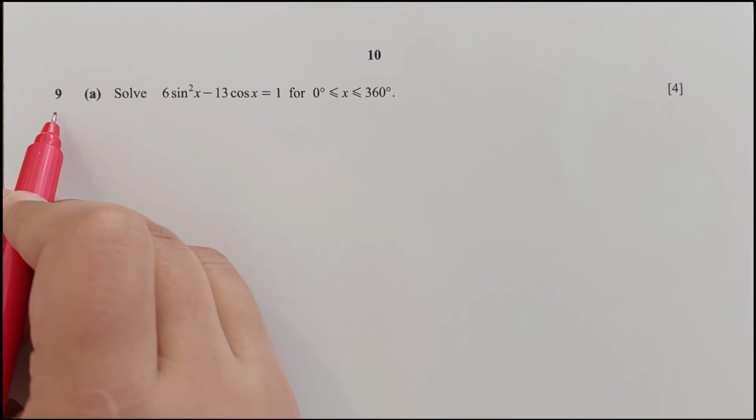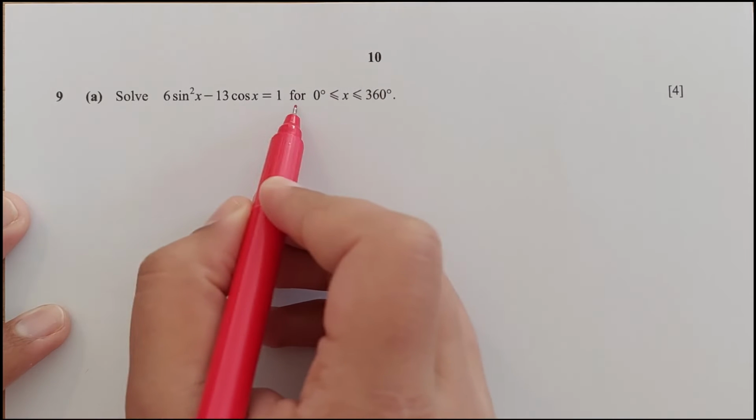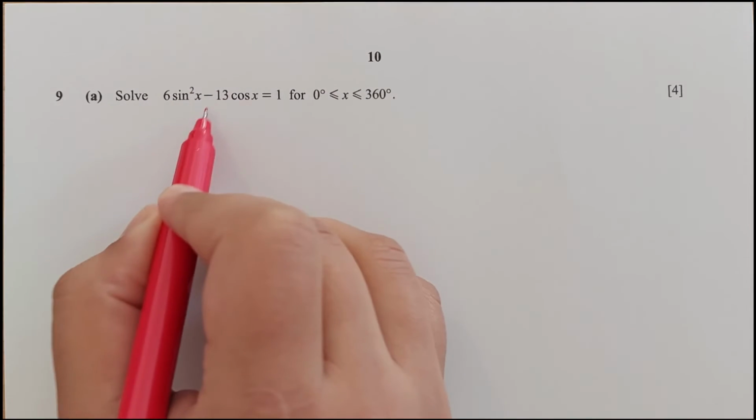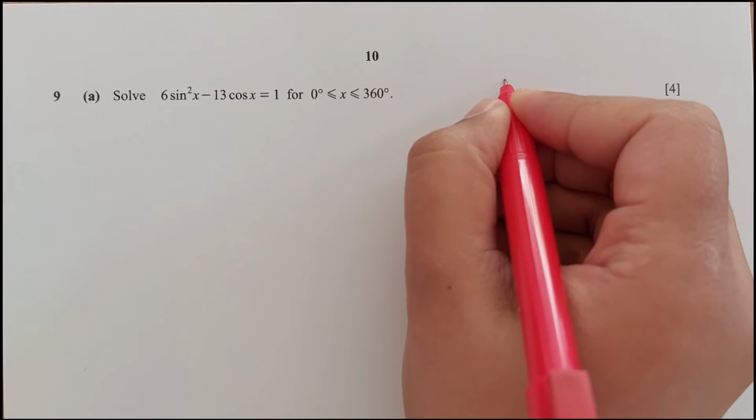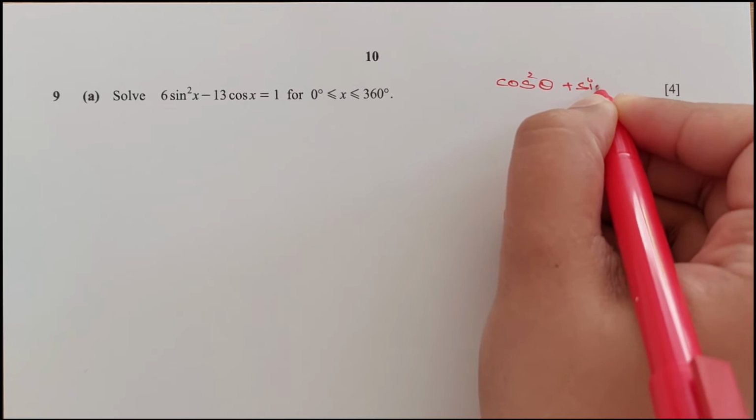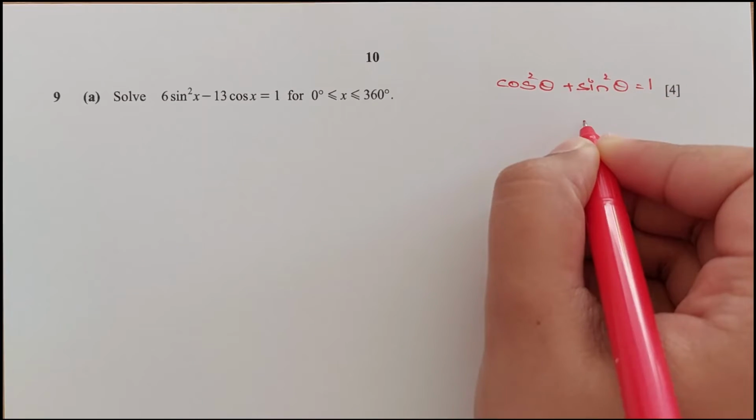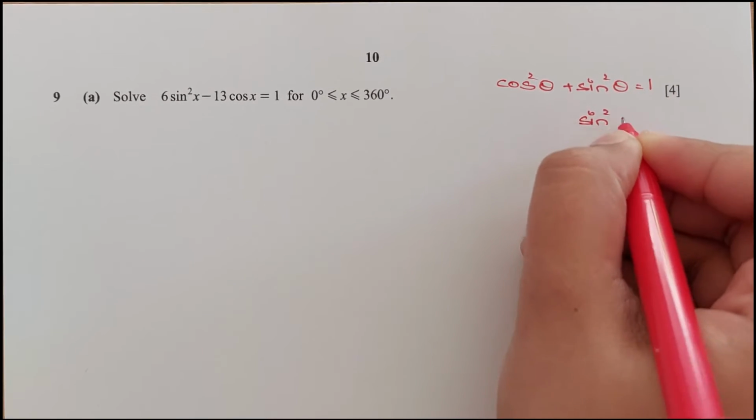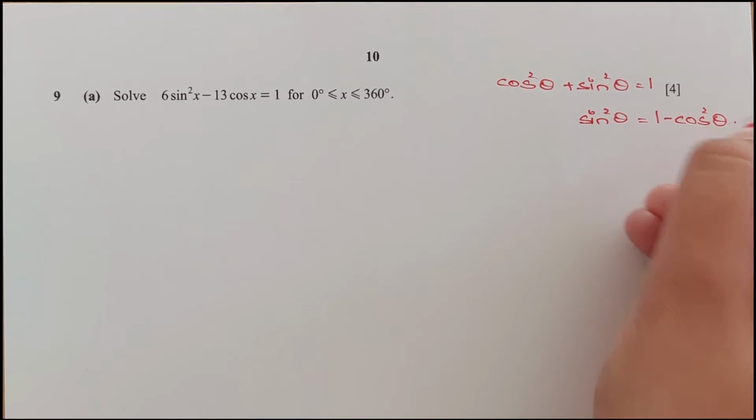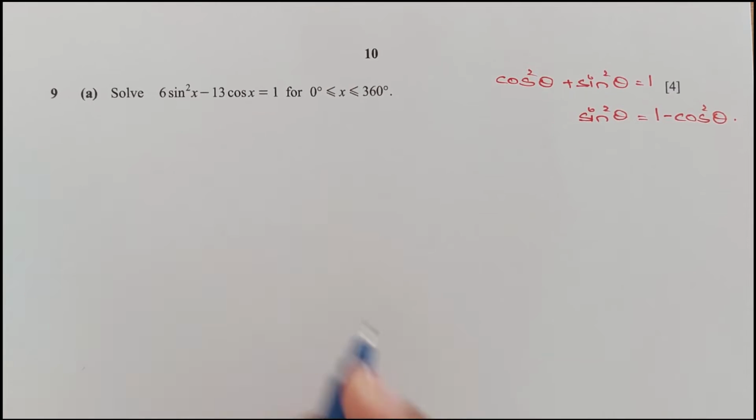Question number 9, part A, we have to solve this equation for x between 0 and 360 degrees. So we have to put in the value of sine squared x. We know that cos squared theta plus sine squared theta equals 1, and sine squared theta is 1 minus cos squared theta. Let me substitute this value here.